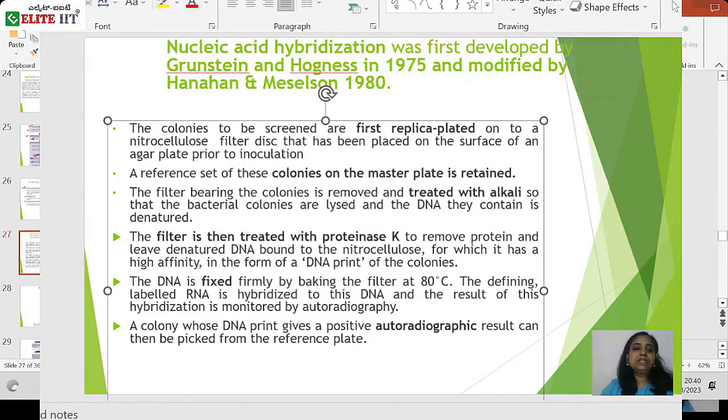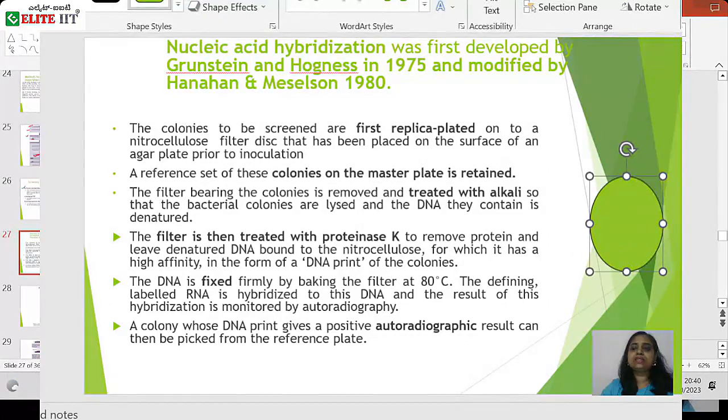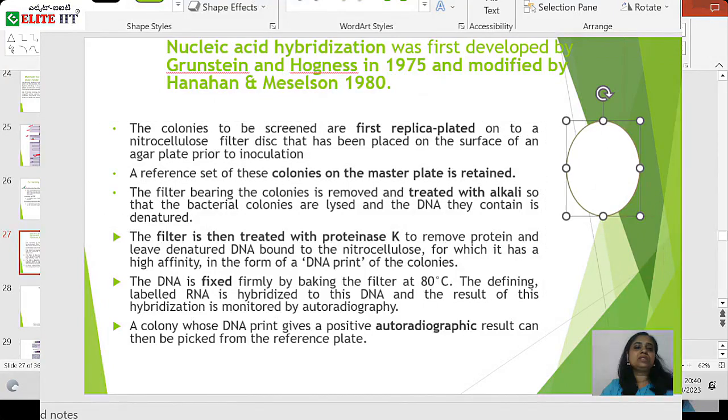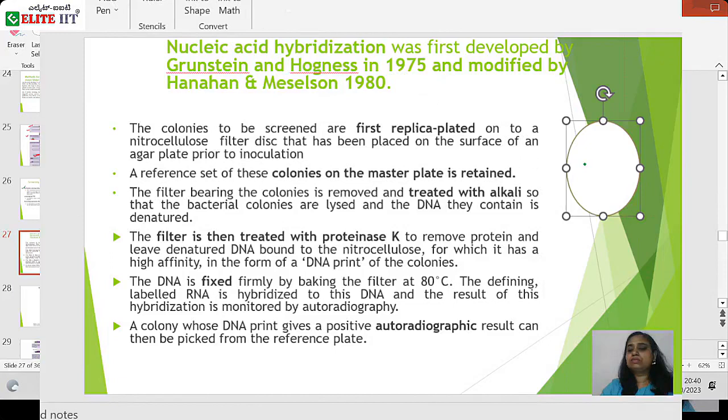Okay. So that means whenever on the nitrocellulose membrane, due to the replica plating, what will happen? If you consider this is the plate. Okay. Now your recombinant strain colonies of interest are there on the plate. You have to digest it. You have to remove the protein, cell debris, everything. So in this case, what will happen? Only denatured DNA will be there attached with the membrane. Those DNA are actually representing the cell.